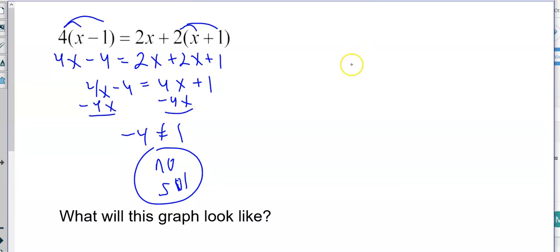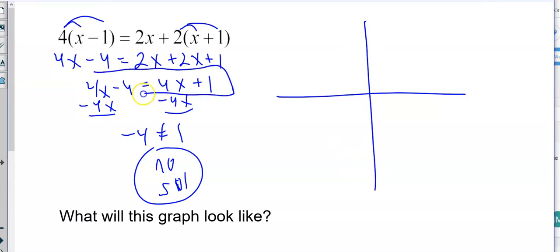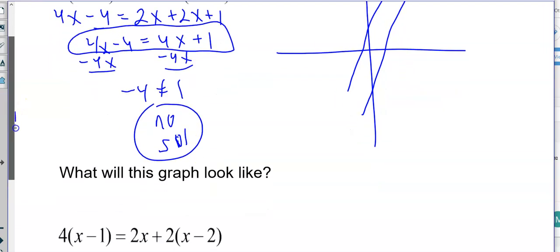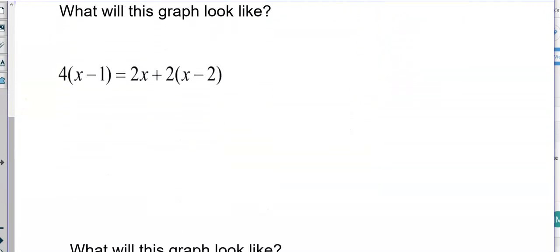If you look at this graphically, it might help your understanding. If you look at these two equations, 4x plus 1 looks like this. 4x minus 4 looks something like this. Those two lines are parallel. So that's why there's no solution. So just because they're two linear lines doesn't mean the graph is always going to cross at one point. Sometimes you have parallel lines. In this case, there would be no solution because those two lines do not cross at all.